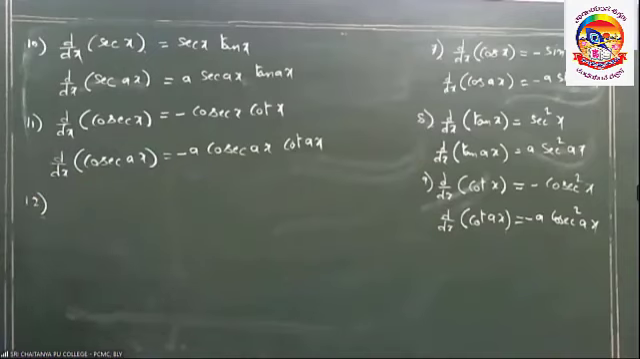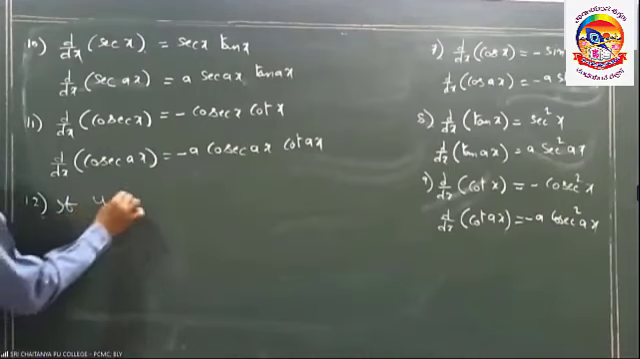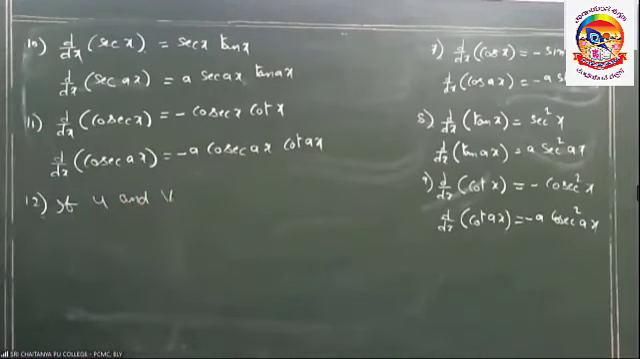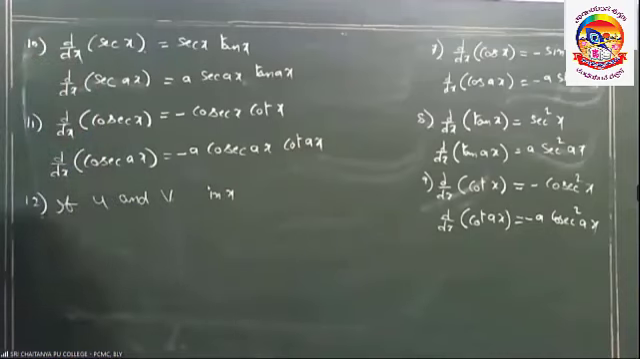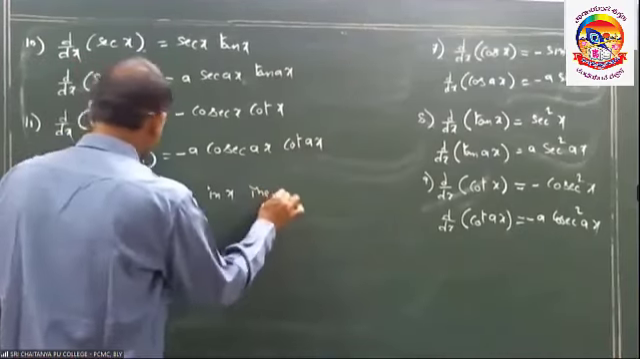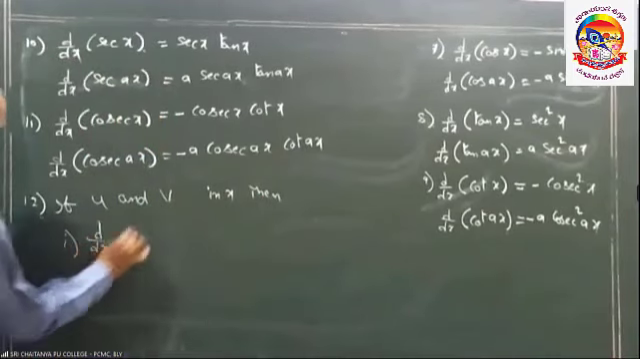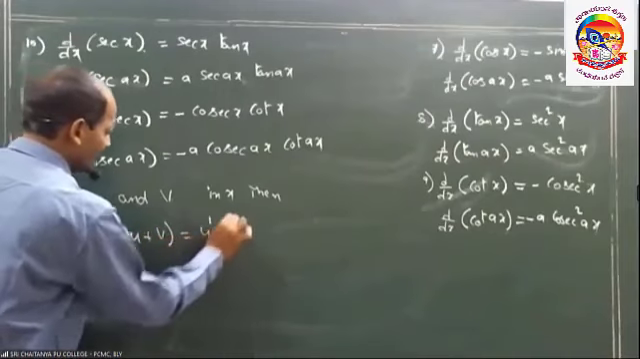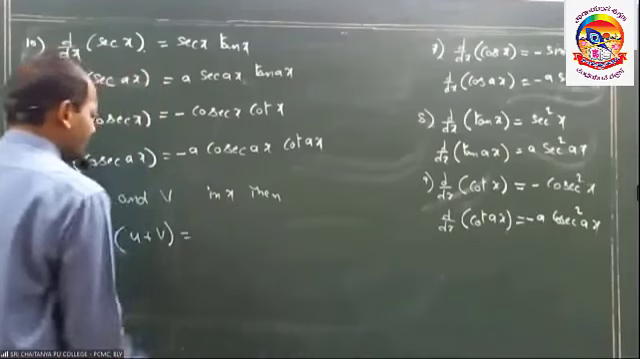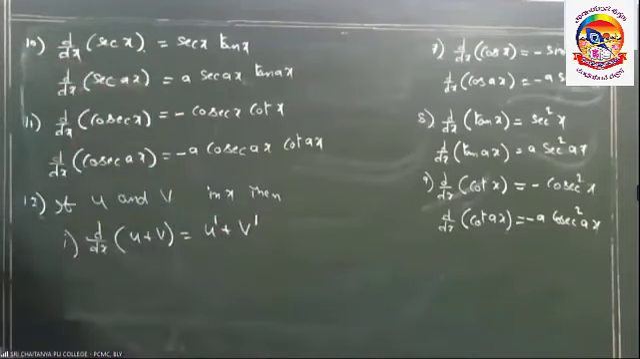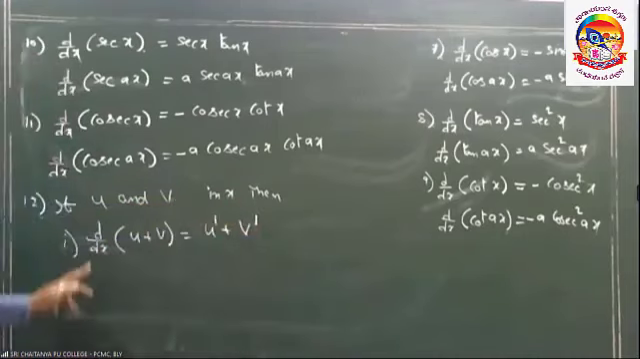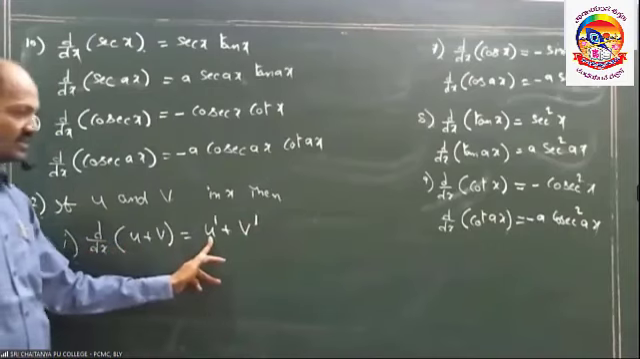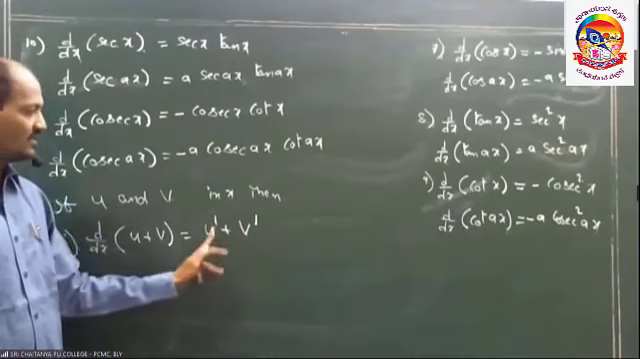Next, last one. If u and v are any two differentiable functions in x, then first one, derivative of u plus v is the derivative of u plus derivative of v. That is u dash plus v dash.